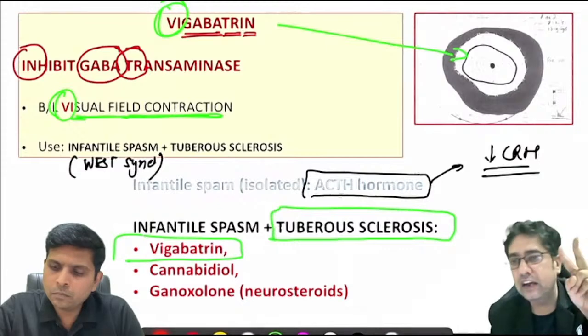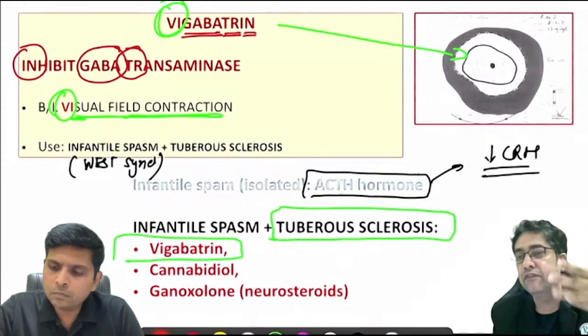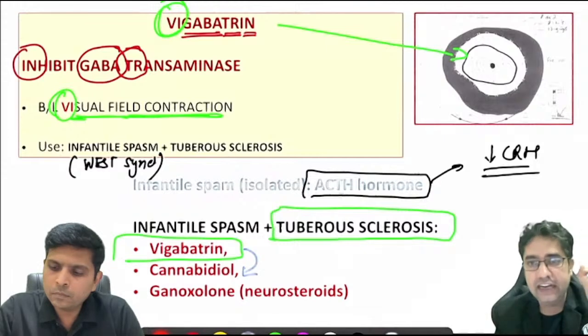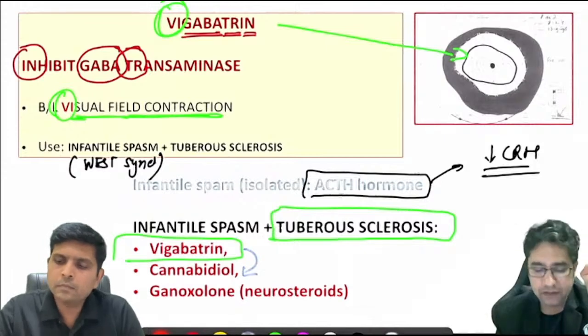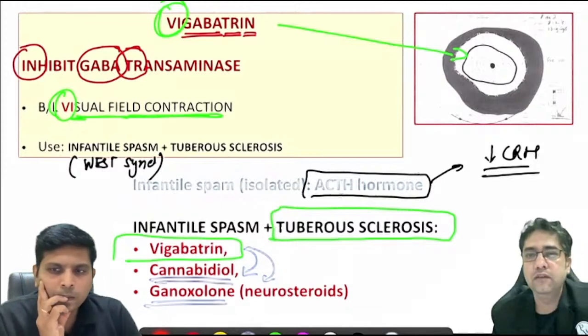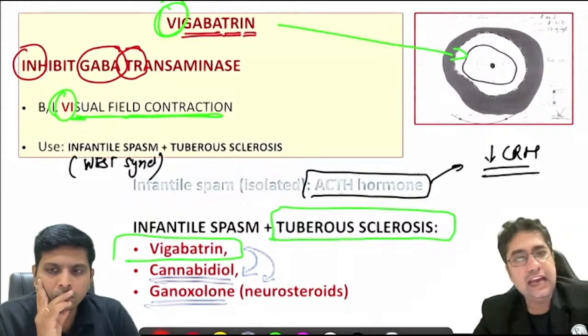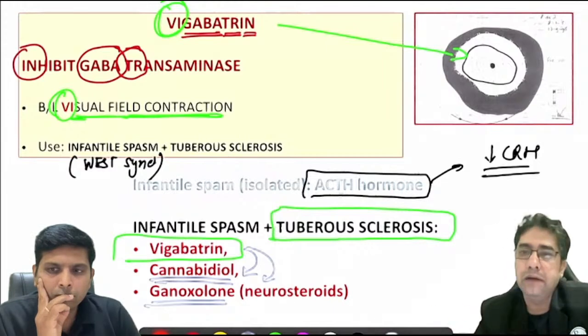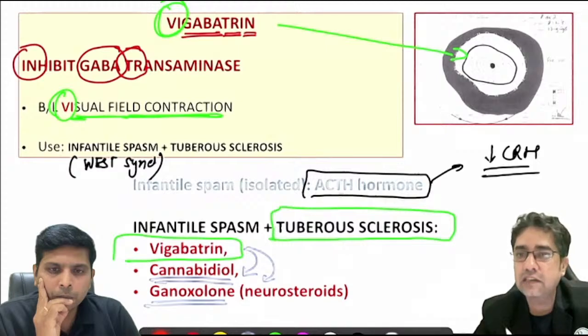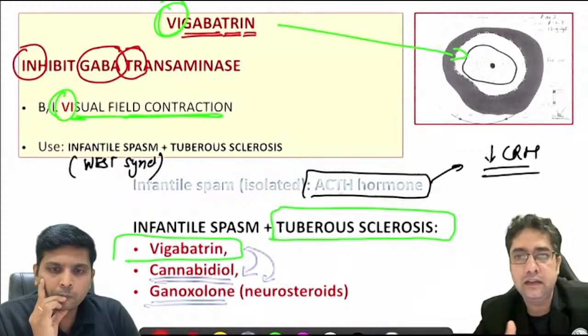But right now we have two new options. One is cannabinoids. They have anti-epileptic action. They can be given. And a neurosteroid, a new drug known as ganaxolone, which can also be given as an add-on drug to vigabatrin. Okay, but remember, infantile spasm with tuberous sclerosis, vigabatrin; isolated, ACTH hormone.